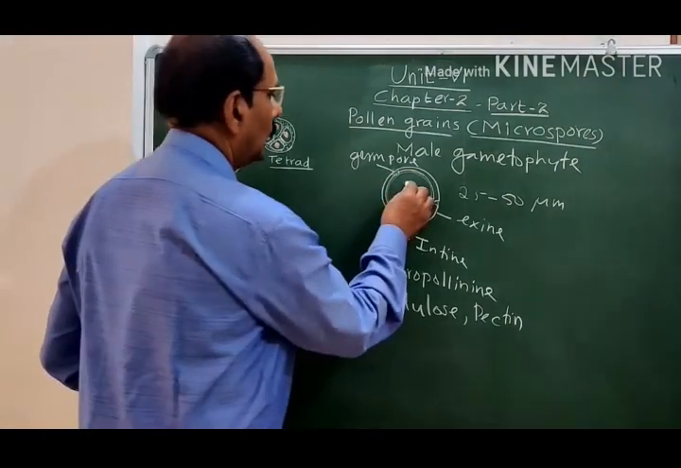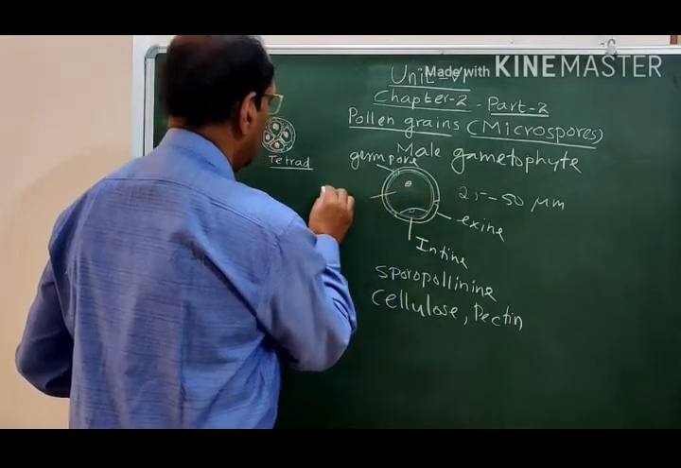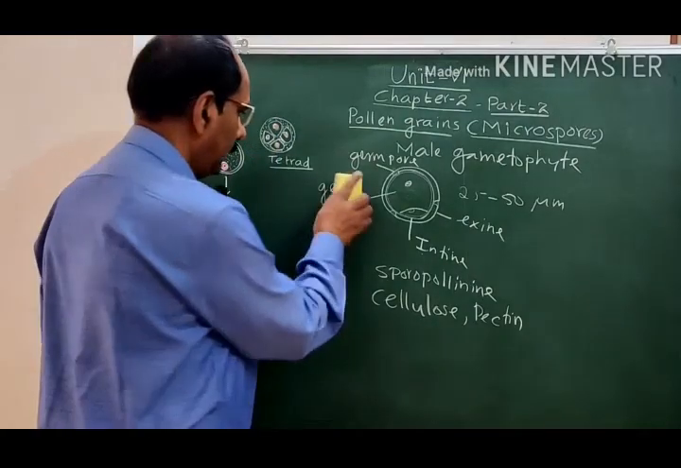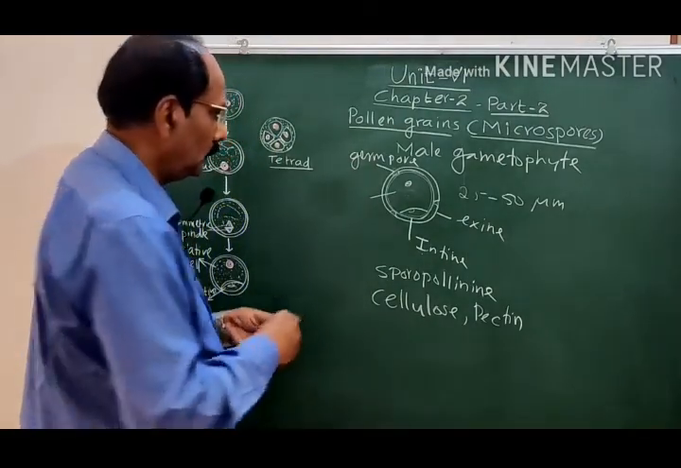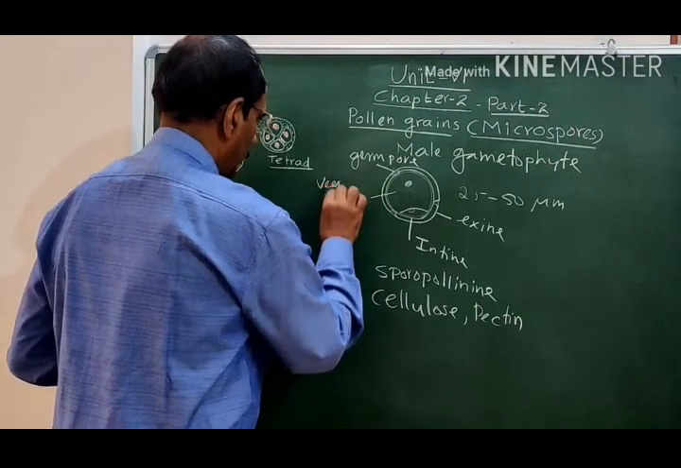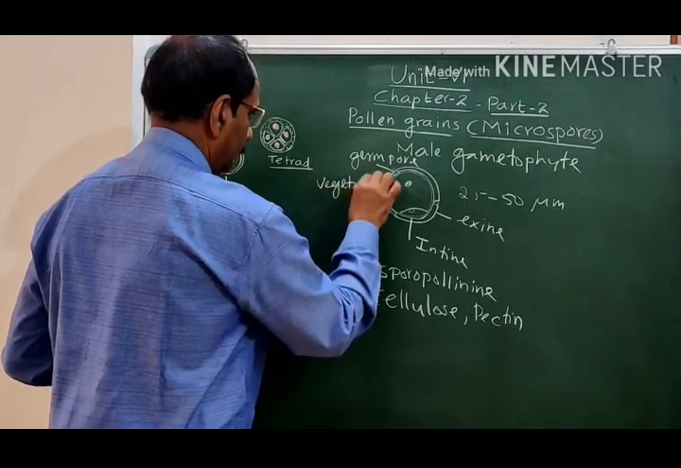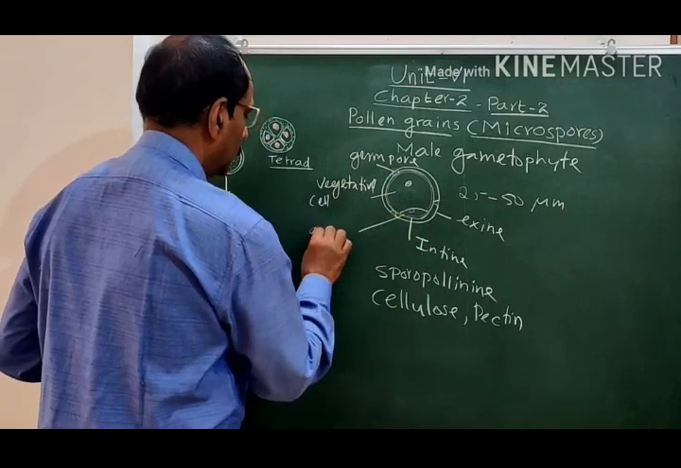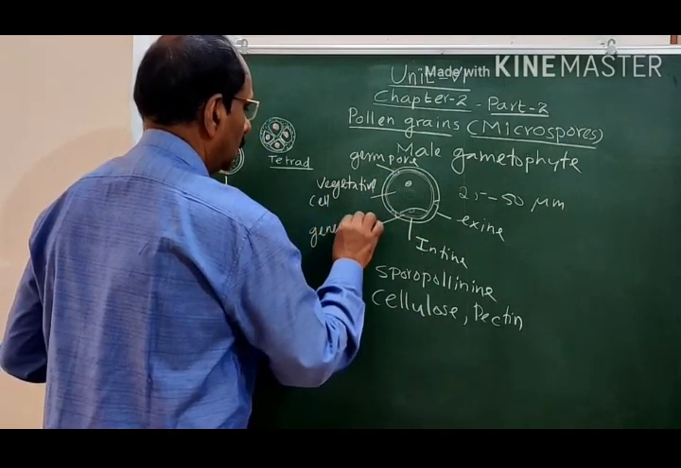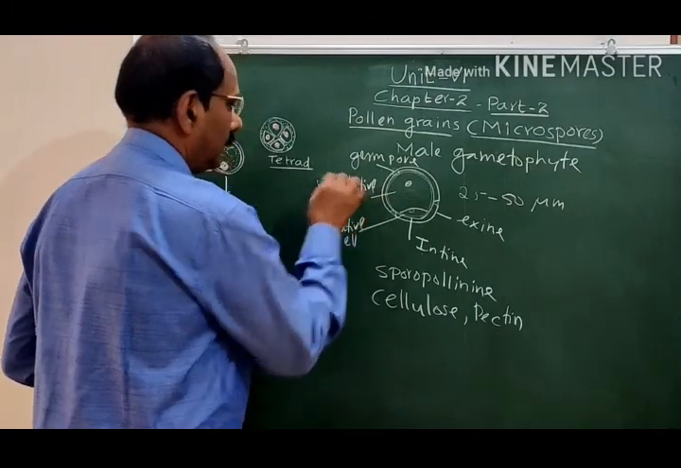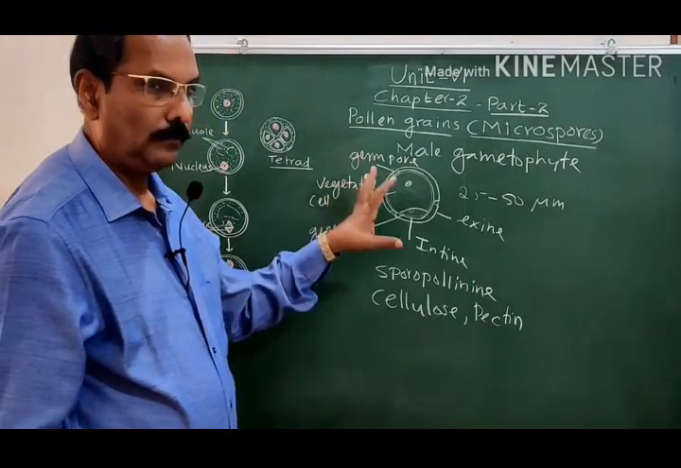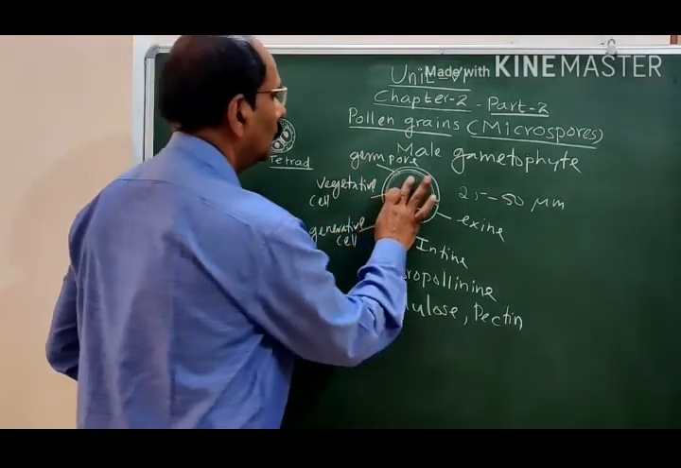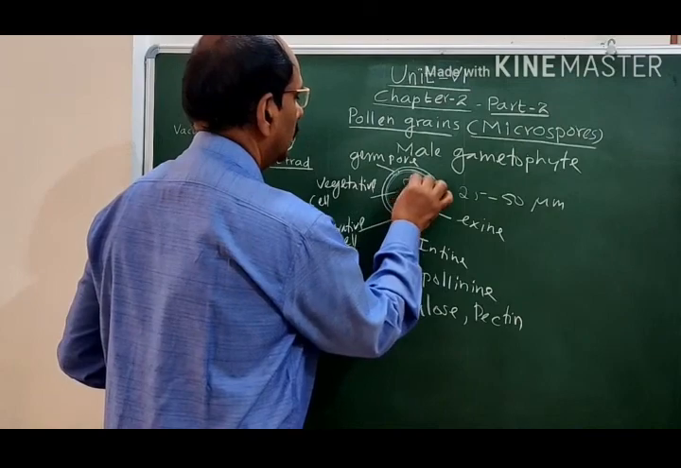Out of the two cells, the large cell is known as the vegetative cell, or the tube cell. The smaller cell is known as the generative cell. It is a vegetative cell because it is the larger one compared to the other, and it has the nucleus. This nucleus is not spherical, it is an irregularly shaped nucleus.